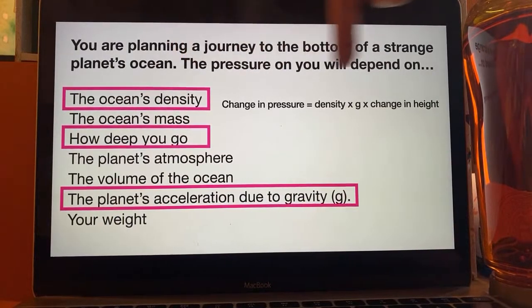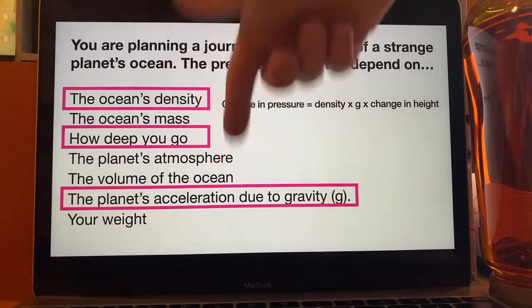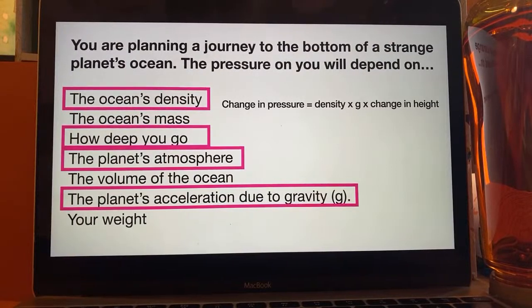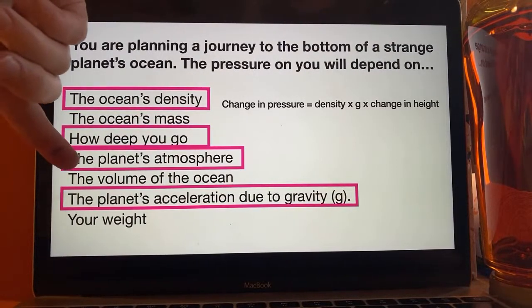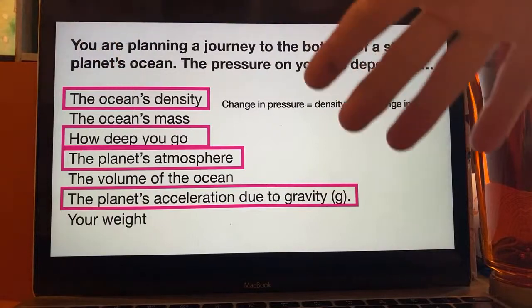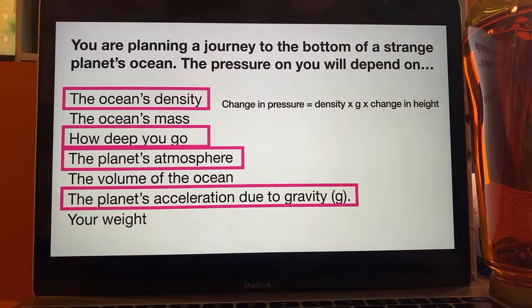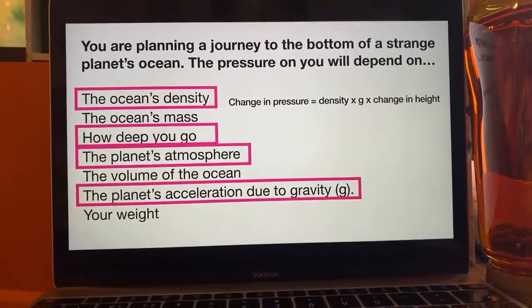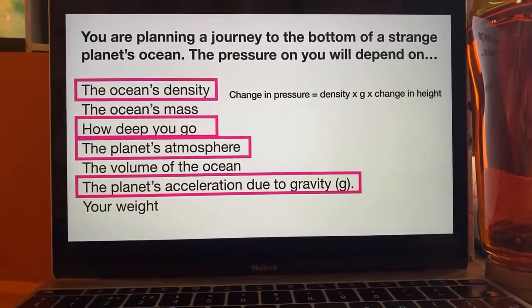But the overall pressure on you, that's the equation for the change in pressure in a liquid, but the overall pressure on you will depend on the planet's atmosphere as well. So very well done if you got that in. If the planet's atmosphere is not very much, then that would lessen the pressure. But yeah, okay. Right. Good. Lesson ends. I'm going to flip you back round.